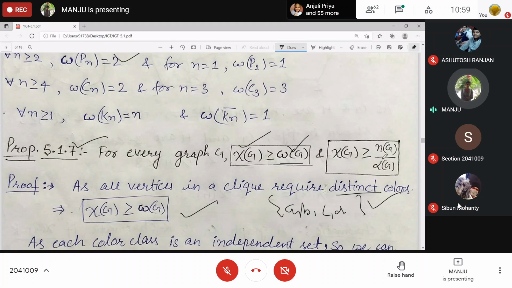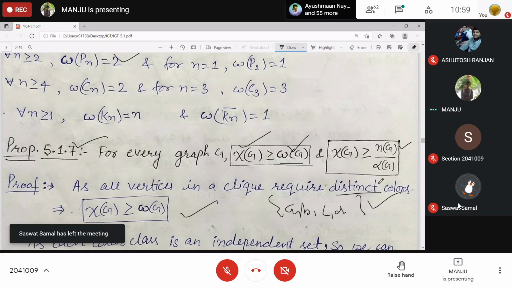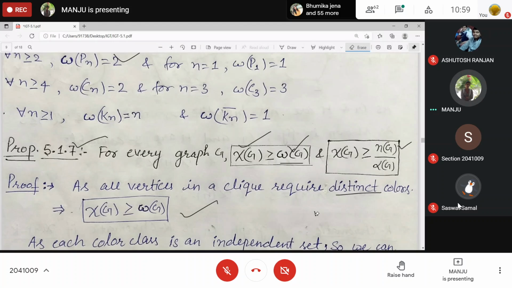And there is one more lower bound for chromatic number. This is the lower bound, right? And one more lower bound is n by alpha. N is the order of the graph and alpha is the maximum number of independent vertices, that is your independence number. Why is it like this? N by alpha.